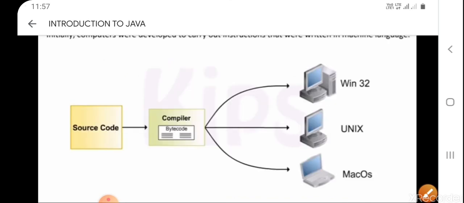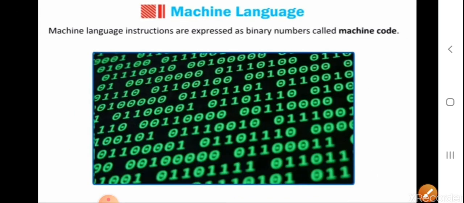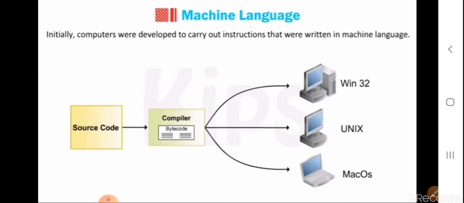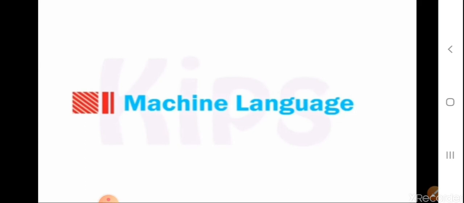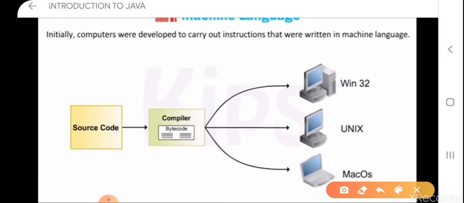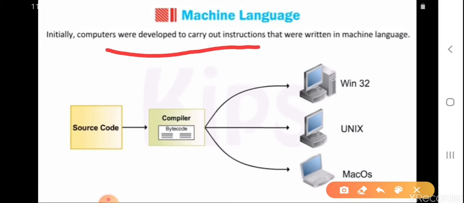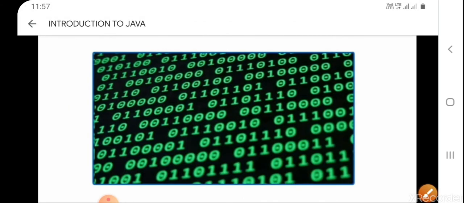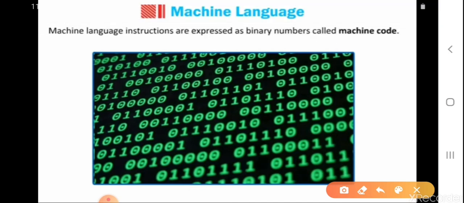So, let's first talk about the machine language. Initially, computers were developed to carry out instructions that were written in machine language. Now, what is machine language? Machine language instructions are expressed as binary numbers, which is also called as the machine code.